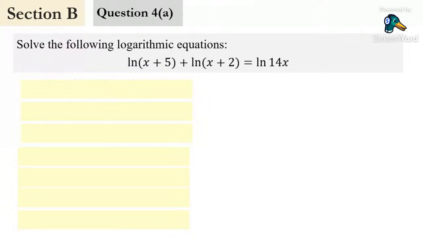Okay, first of all, this is ln, small letter l. Jangan sampai hari ini ada masih orang tulis sebagai in. It's not in, it's natural log ln. Okay, so how to solve these equations here? Okay, copy back the first line of the equation given in the questions.